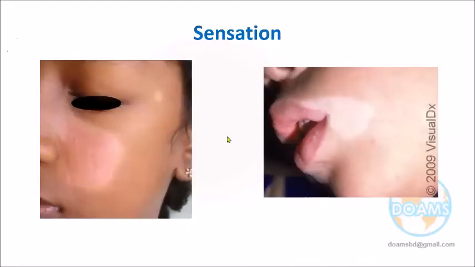Now again, look at the face. Sensation. How can sensation help us? Doctor, who can say? In one patient, there is loss of sensation. Another patient, sensation is intact. Look at this. This is leprosy. This is vitiligo. So where is sensation lost? In which disease?